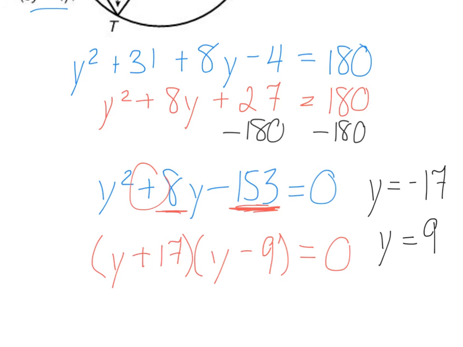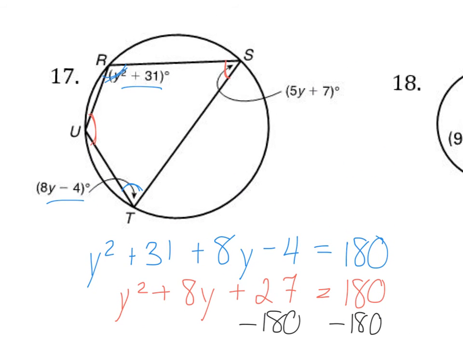All right, now, once again, I have to check these answers. So let's go back to our pictures. So if I do try to plug in negative 17 into these expressions, I'm only going to get a negative angle measure. So it looks like my only solution is going to be y equals 9.